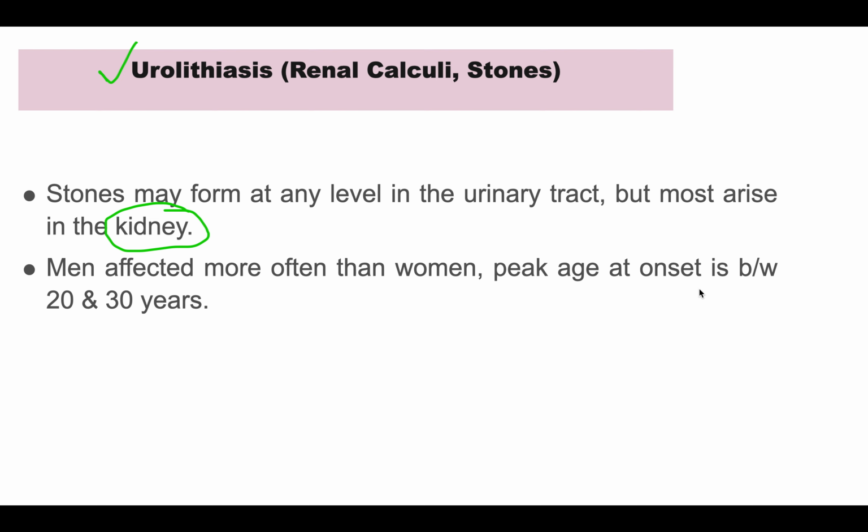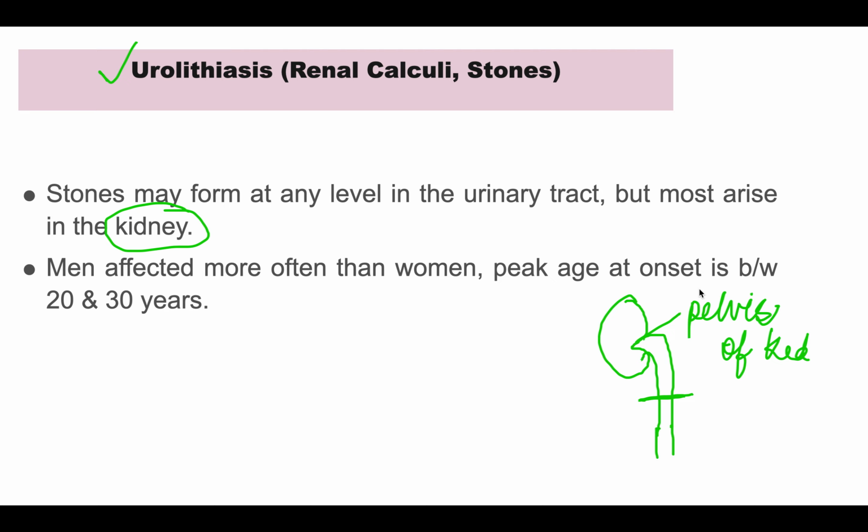Now, there are 3-4 areas where the urinary tract has natural constrictions. One is the pelvis of the kidney. Here also the stones get lodged. Then there is a constriction in the ureter near the pelvic brim, and one is over the vesico-ureteral junction, that is the bladder and the ureter where they meet. There also it can get lodged. So the origin is mostly in the kidney itself.